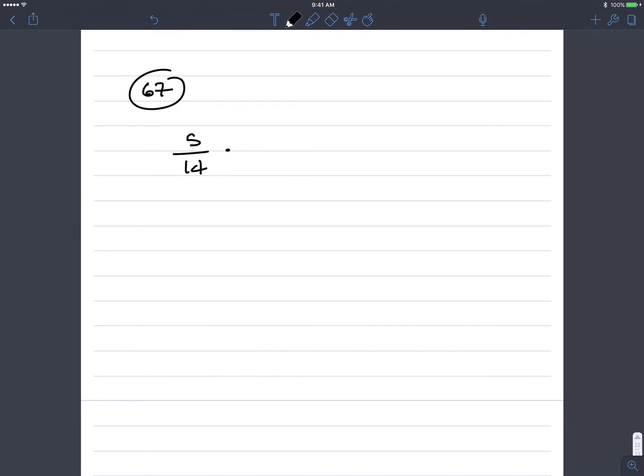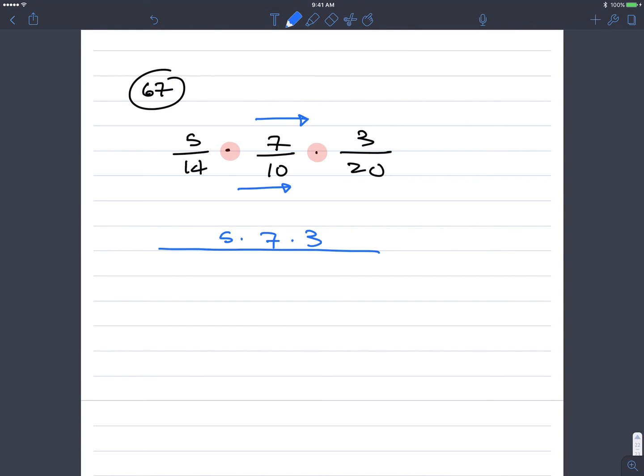5 over 14 times 7 over 10 times 3 over 20. Now you have a string of multiplication here. We're multiplying 3 fractions together. And how you do that is the same way. We could generalize. Still multiply your fractions horizontally across. That means multiply every numerator together. 5 times 7 times 3 divided by the product of the denominators. 14 times 10 times 20.